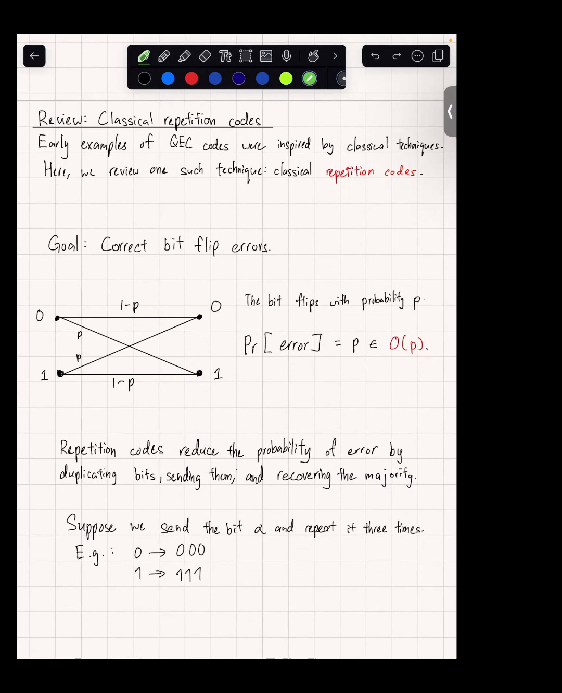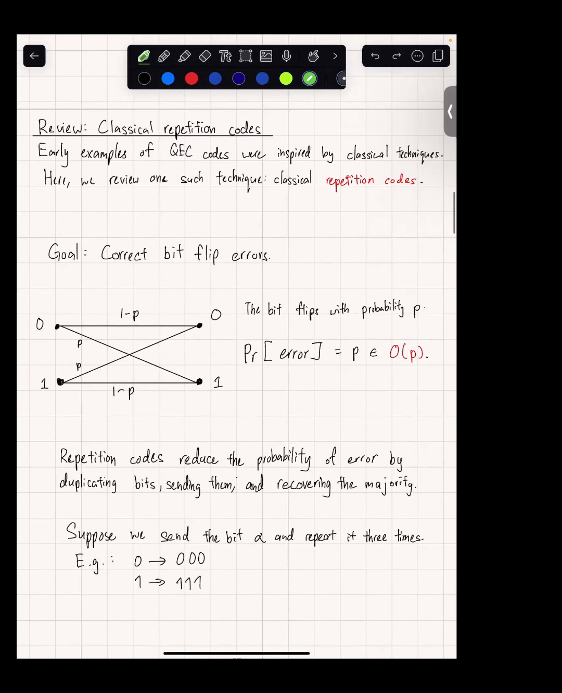Let's assume that we have this bit. It can be either 0 or 1. And we send it through a communication channel that is noisy. So with probability P, the bit flips. So if it was 0, with probability P, it flips to 1, like this. If the bit was 1, with probability P, it flips to 0, like this. So when we receive the bit on the other side, the probability that we get a wrong bit, or equivalently, the probability that we have an error, is P. And this is in big O of P.